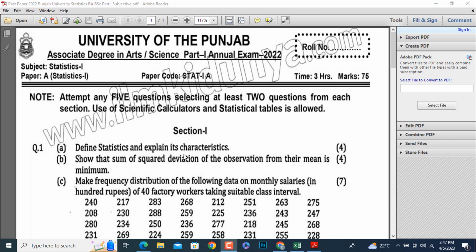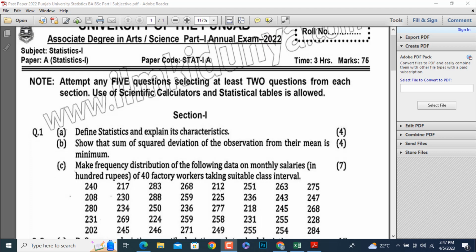In today's video, we are going to attempt the past paper of statistics, Part 1 annual exam 2022. This paper is related to the University of the Punjab examination system and associate degrees in arts and science. So let's start by reading the first question, then we will give the answer to that question.